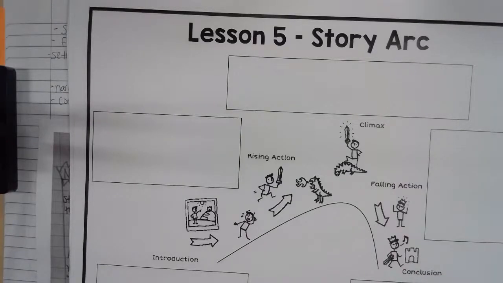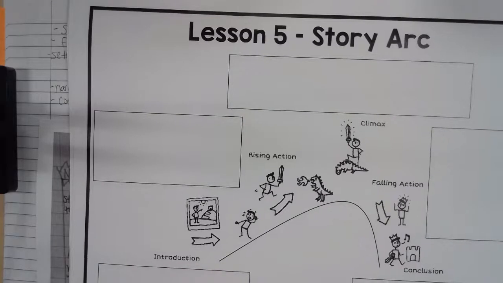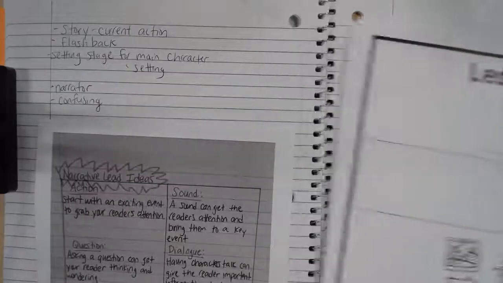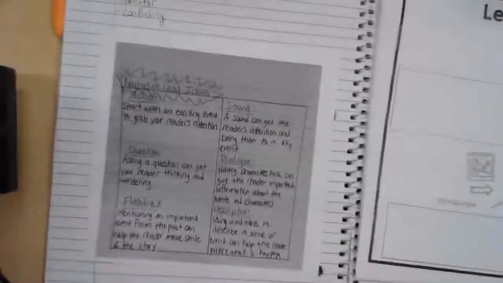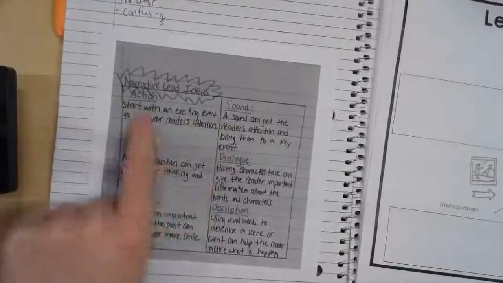And usually we do a plot map when we are reading a story, and I want you to map out where you are in the story. But this time, I want you to start thinking about the story that you're writing for our fantasy unit. You start thinking about your introduction, which we actually looked at the last time we had writing, I think early last or late last week. We talked about how to lead off.